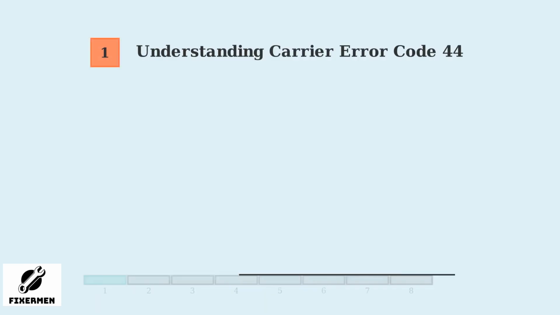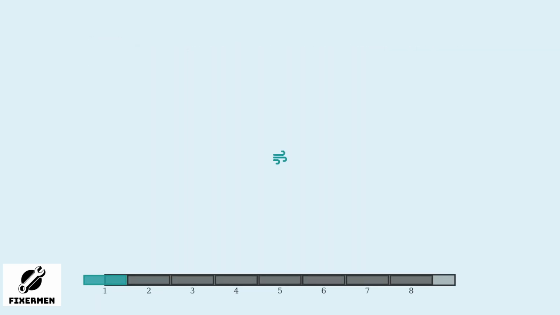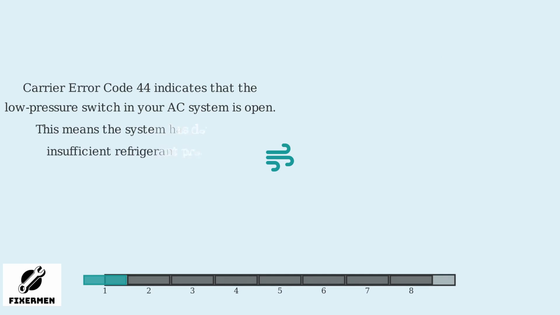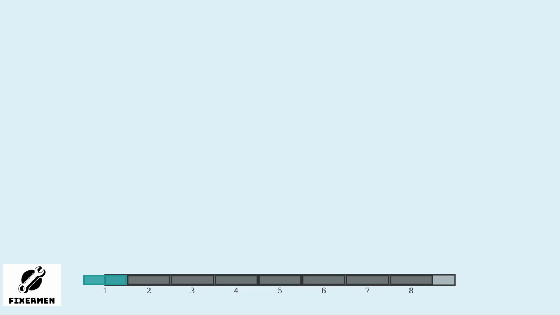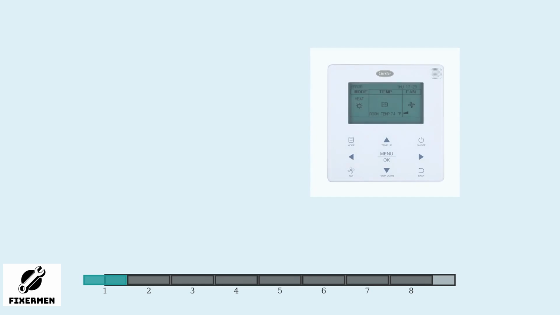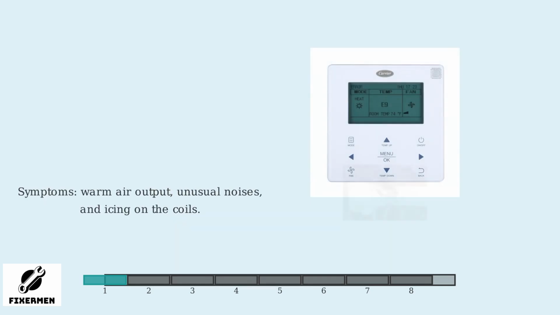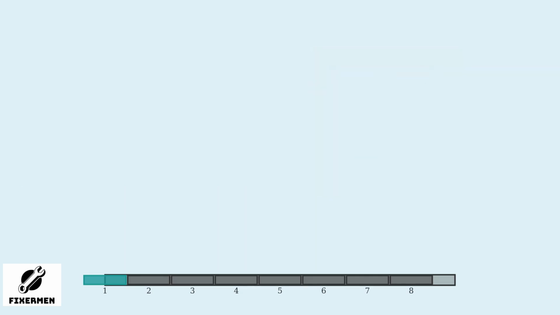Carrier error code 44 indicates that the low-pressure switch in your AC system is open. This means the system has detected insufficient refrigerant pressure, a safety mechanism to prevent compressor damage. When this happens, the unit enters a lockout mode, displaying 44 on the control panel. The system will likely output warm air, and you may notice unusual noises or even icing on the coils.